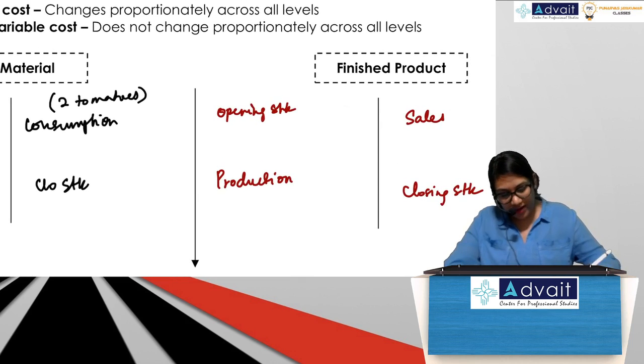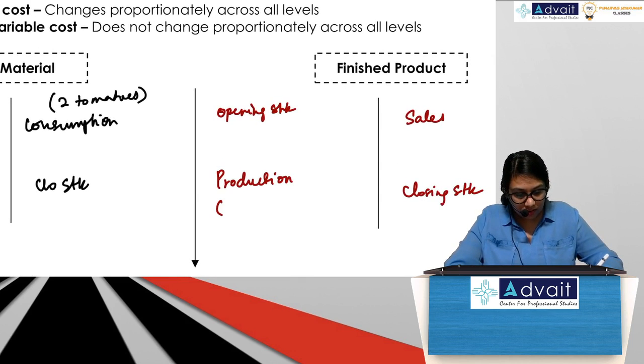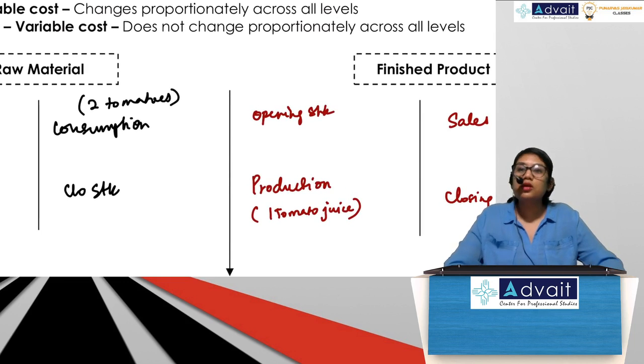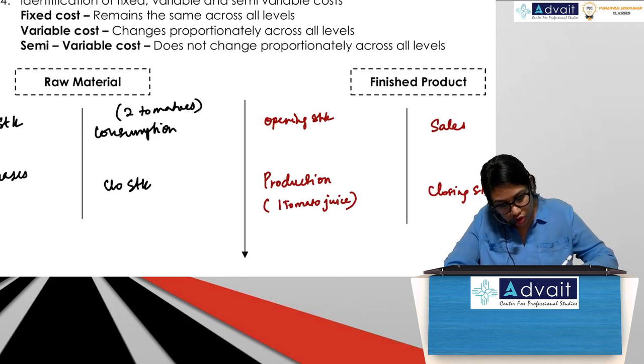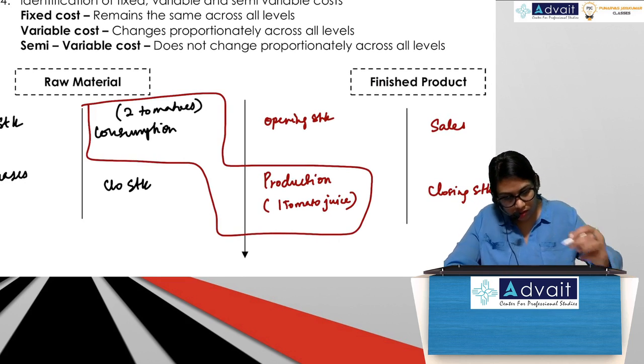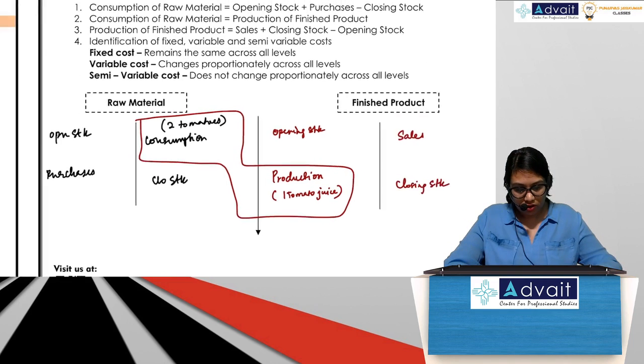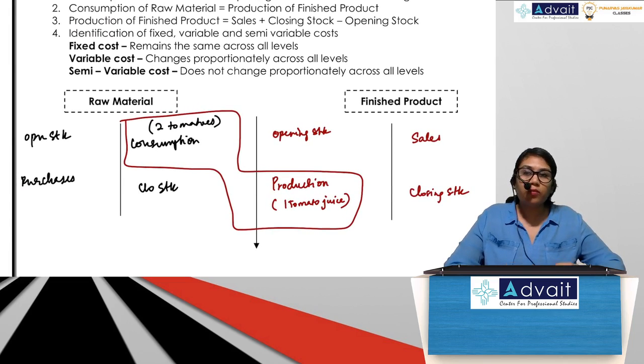So guys, when we look at production, we are talking about 1 tomato juice. Do you get the difference between consumption and production? Consumption is in terms of raw material. Production is in terms of finished goods. So these two are the same thing but for different aspects. One is for raw material, one is for production. Consumption is expressed in terms of raw material units. Production is expressed in terms of finished goods. So if this is clear to you, you can solve problems very, very easily.